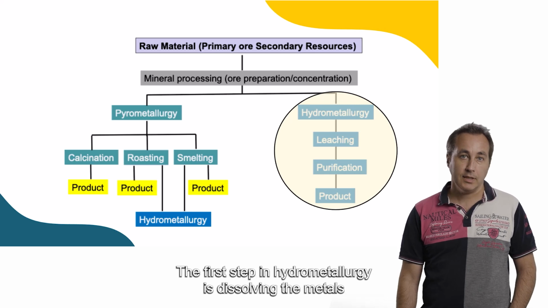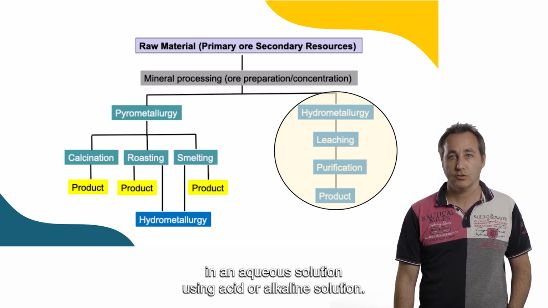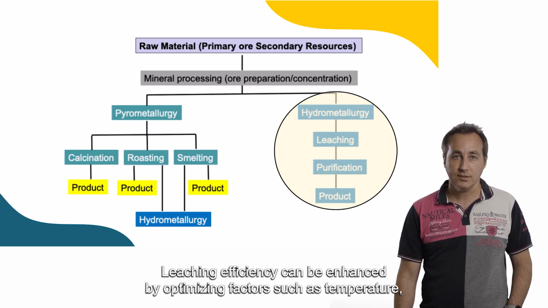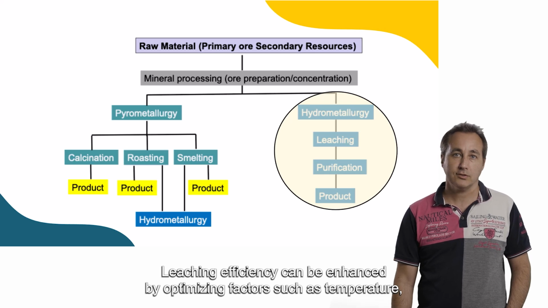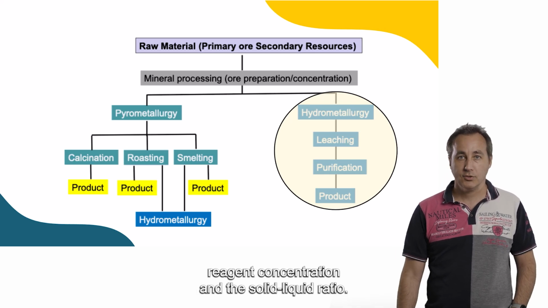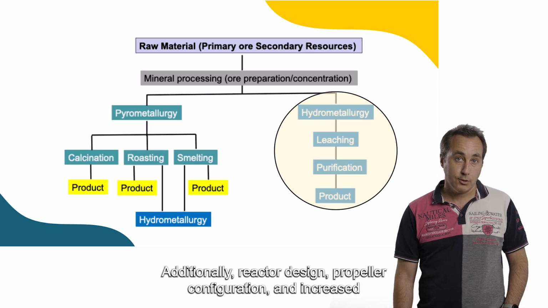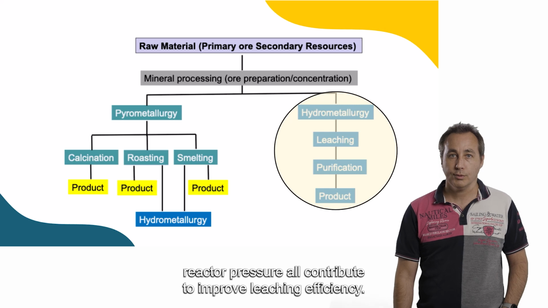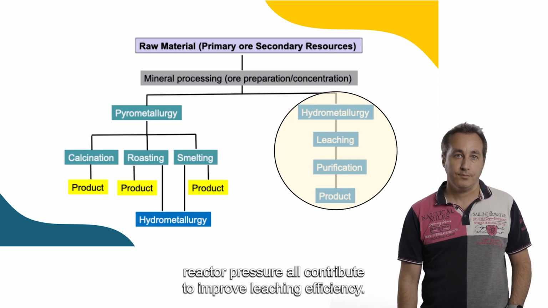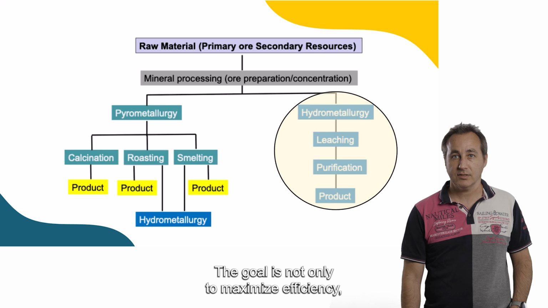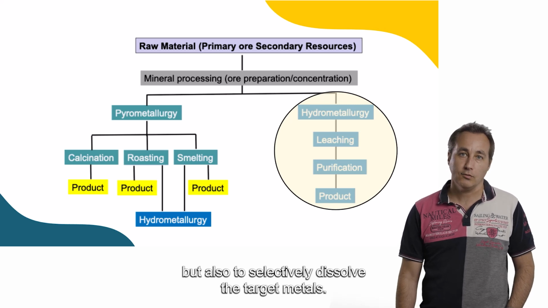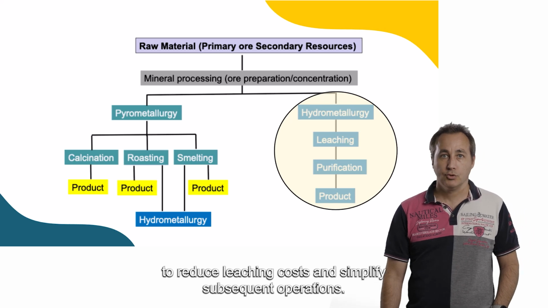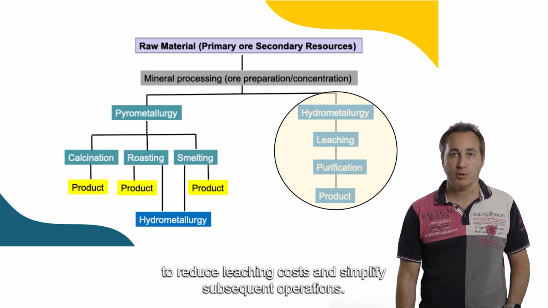The first step in hydrometallurgy is dissolving the metals in an aqueous solution using acid or alkaline solution. Leaching efficiency can be enhanced by optimizing factors such as temperature, reagent concentration, and the solid-liquid ratio. Additionally, reactor design, propeller configuration, and increased reactor pressure all contribute to improved leaching efficiency. The goal is not only to maximize efficiency, but also to selectively dissolve the target metals. Therefore, the type of acid must be chosen carefully to reduce leaching cost and simplify subsequent operations.